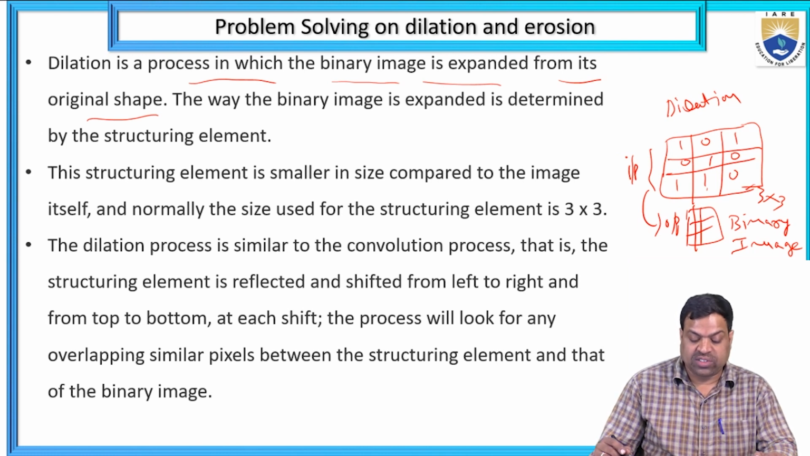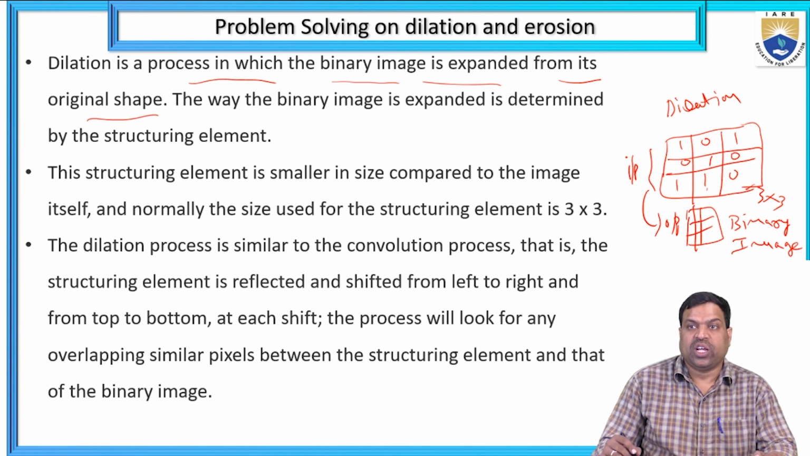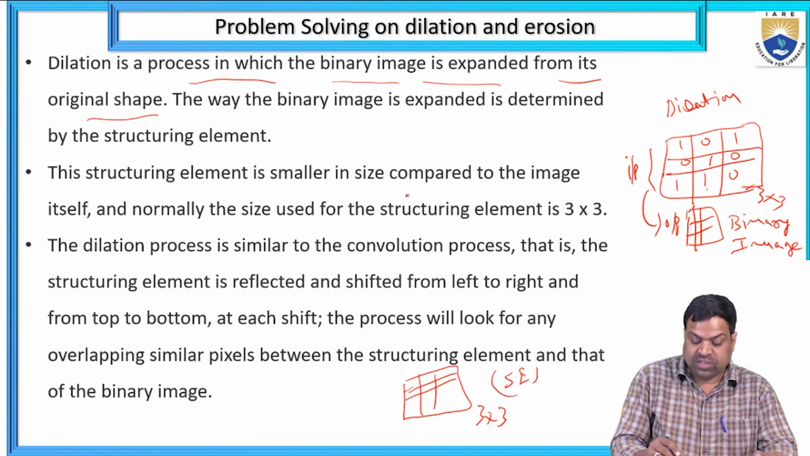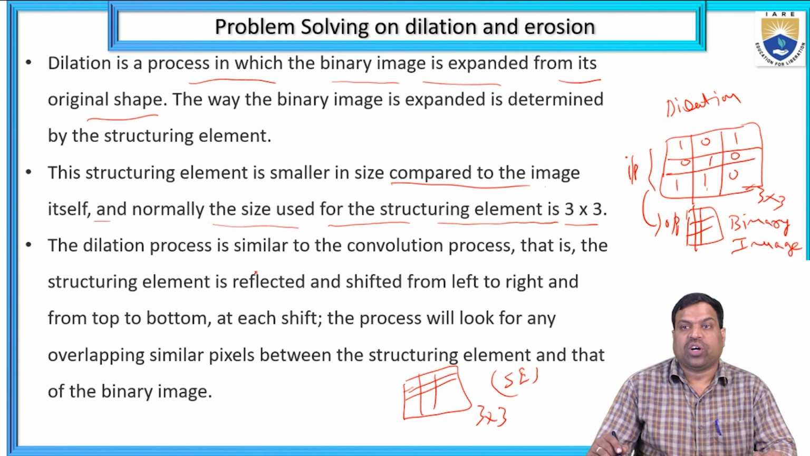But the structuring element is smaller in size compared to the image itself, and normally the size used for the structuring element is 3 by 3. Suppose I am taking another structuring element, a 3 by 3 matrix. It is the structuring element SE. The dilation process is similar to the convolution process, that is, the structuring element is reflected and shifted from left to right and top to bottom, and at each shift the process will look for any overlapping similar pixels between the structuring element and the binary image.